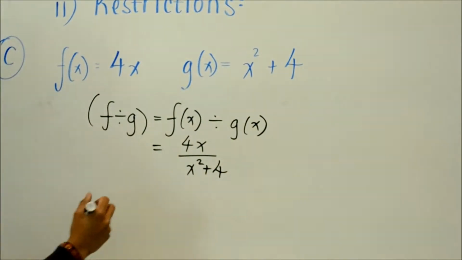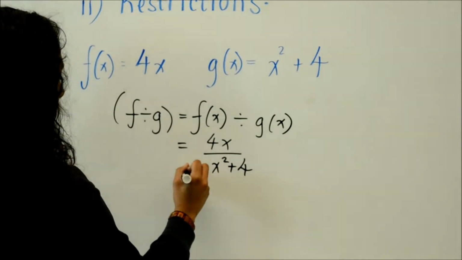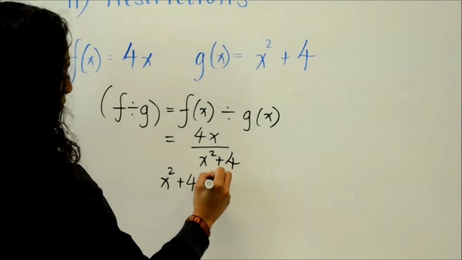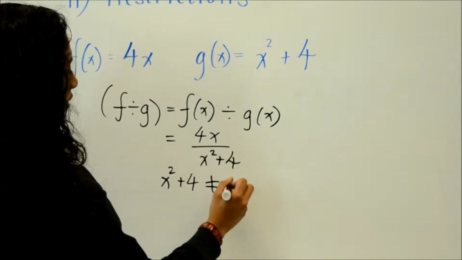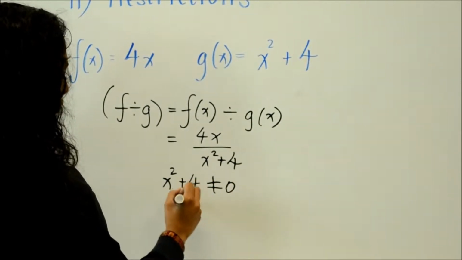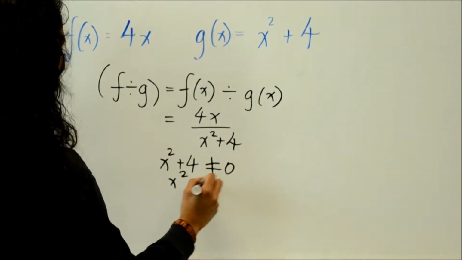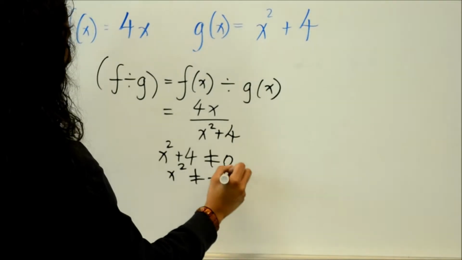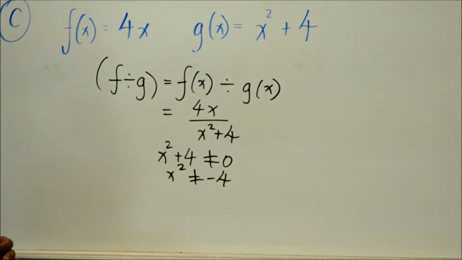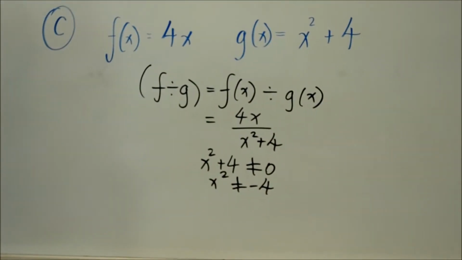For our restriction, we'll take our denominator and equate it to 0. And we're going to remove our 4. And since we cannot square root a negative number, we cannot have a restriction.